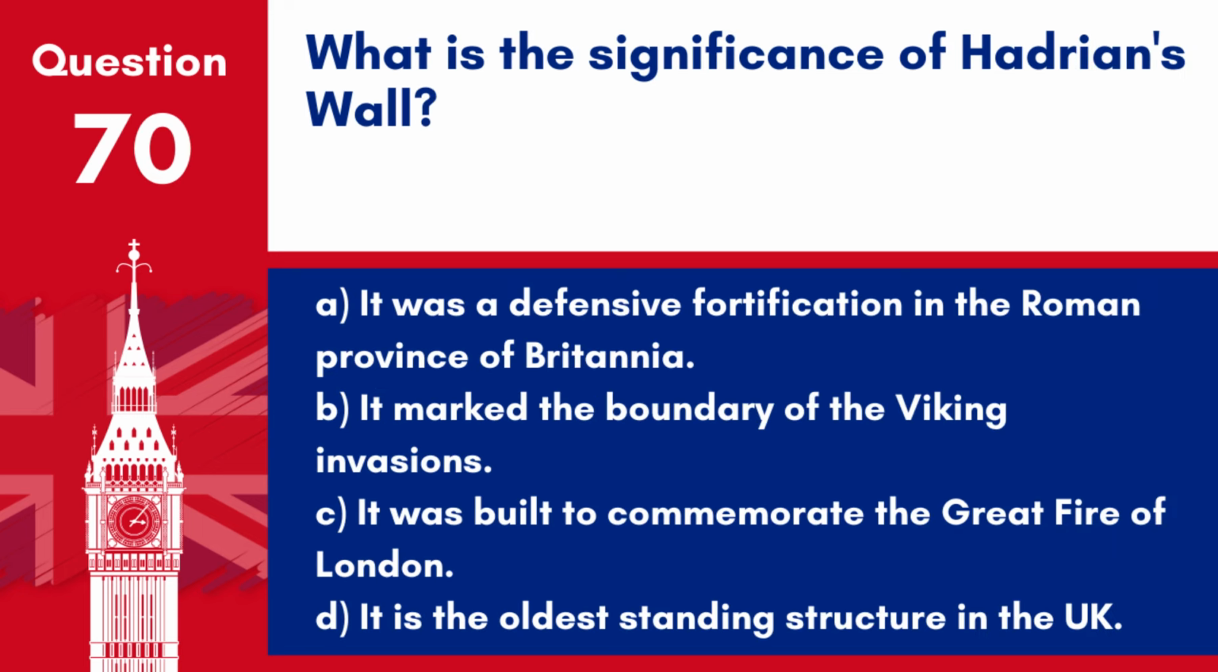Question 70. What is the significance of Hadrian's Wall? A. It was a defensive fortification in the Roman province of Britannia. B. It marked the boundary of the Viking invasions. C. It was built to commemorate the Great Fire of London. D. It is the oldest standing structure in the UK. Answer: A. It was a defensive fortification in the Roman province of Britannia. Hadrian's Wall was built to keep out the Picts and other tribes.